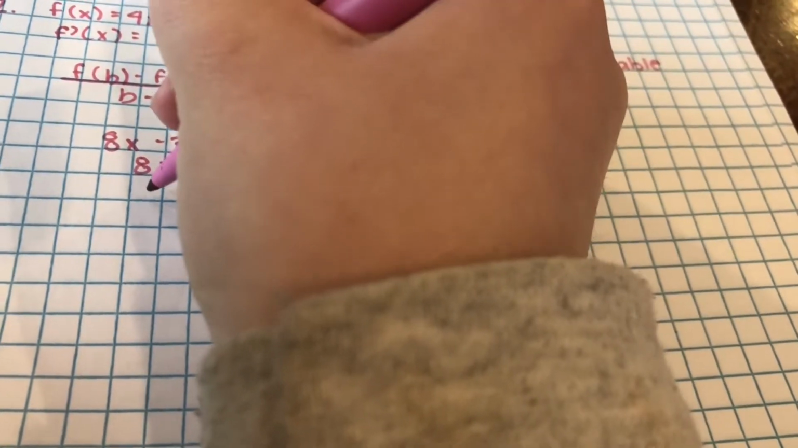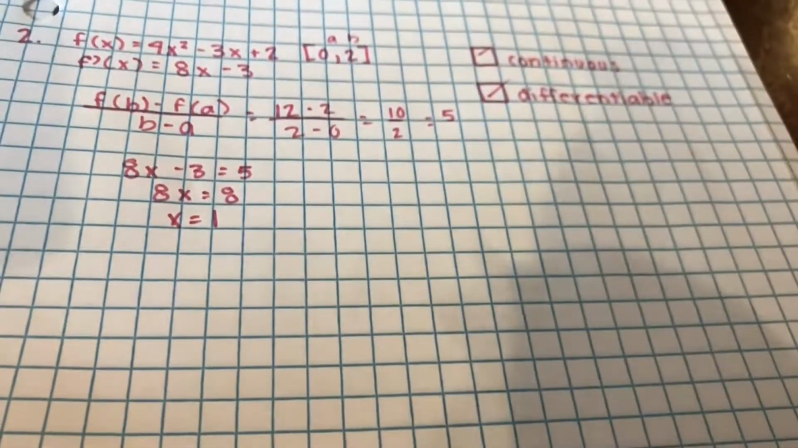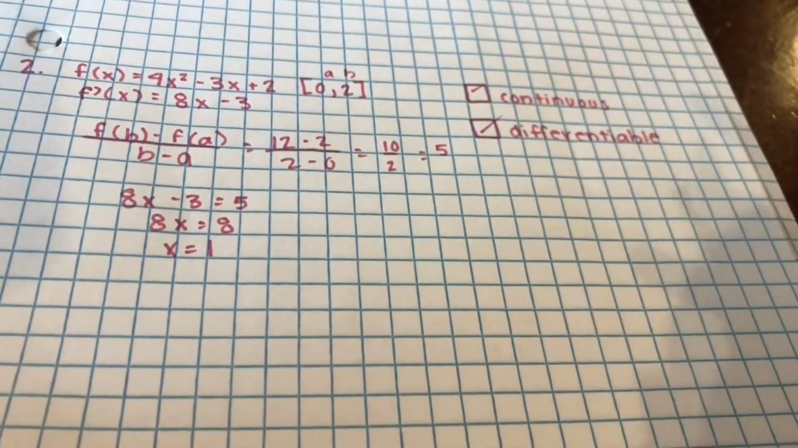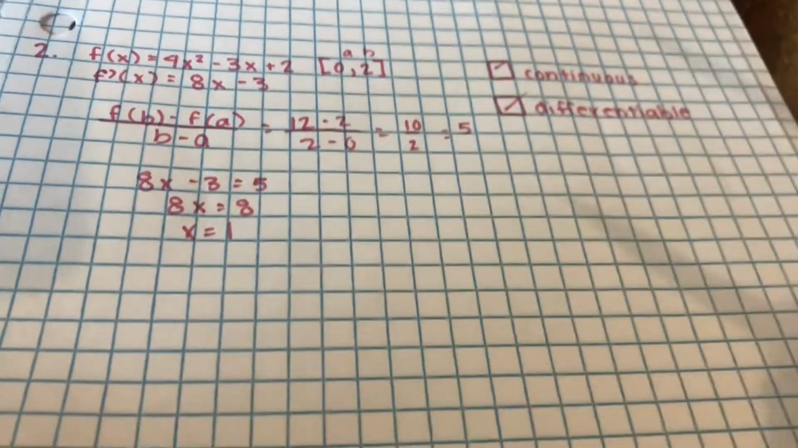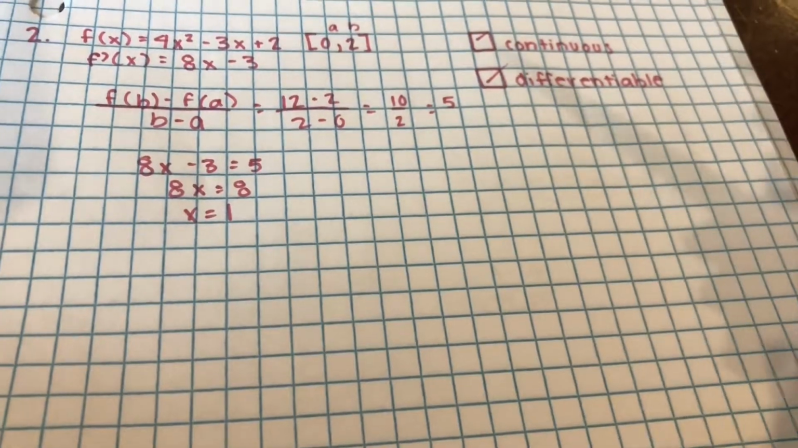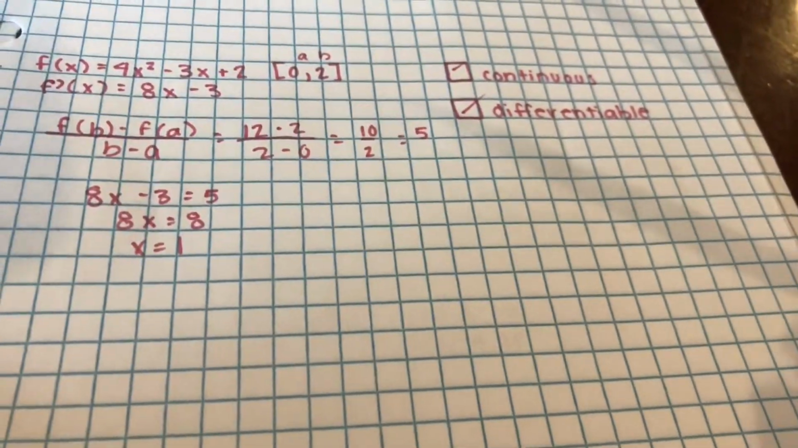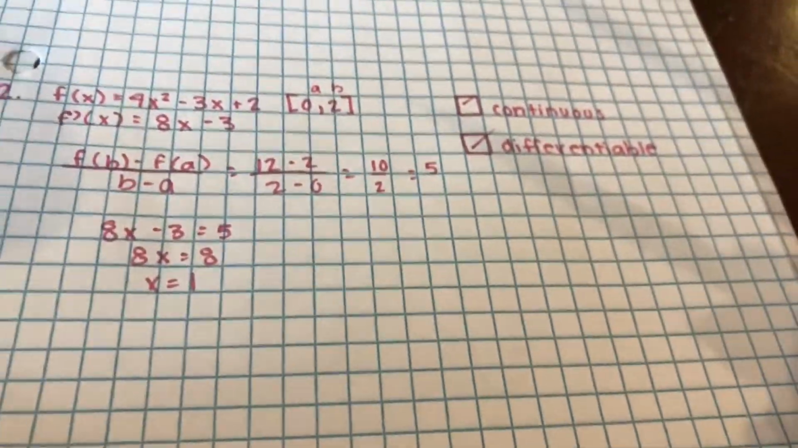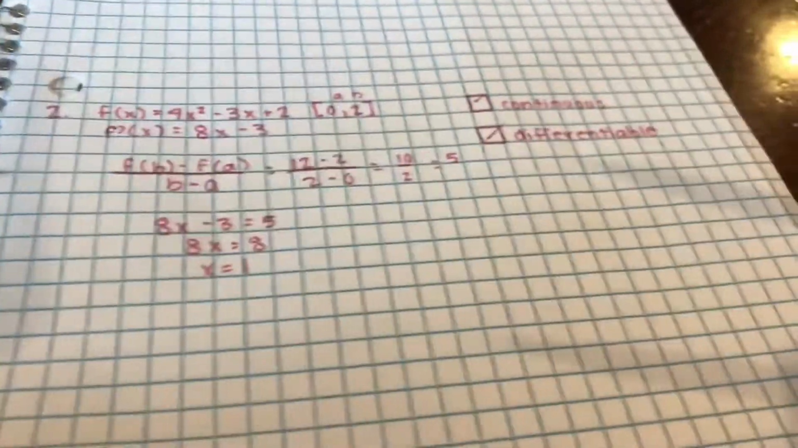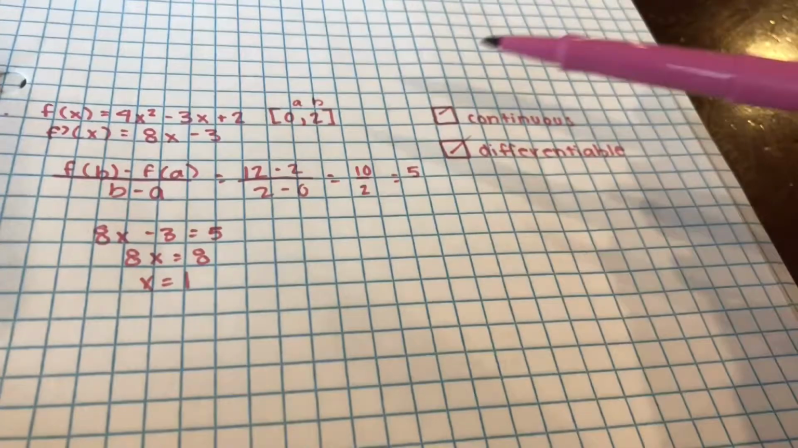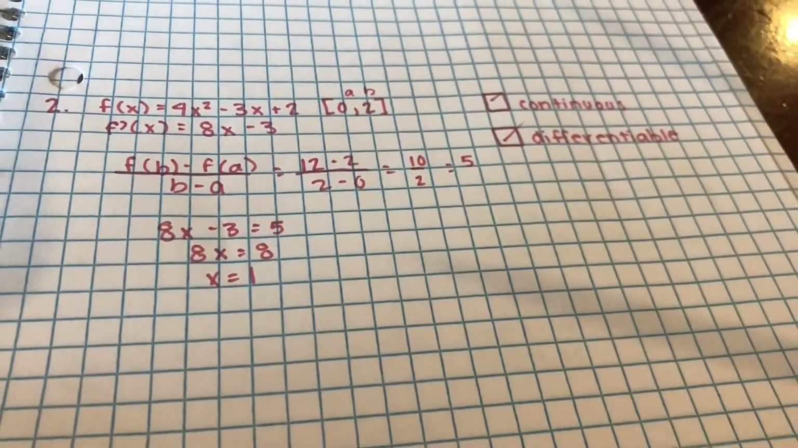We add the 3 to each side, so we have 8x equals 8, and then we get x equals 1. So x equals 1 satisfies the mean value theorem, and we know it does because it is the slope of the tangent set equal to the slope of the secant, and also because it's in our interval. If this value turned out not to be within our interval, then it would not satisfy the mean value theorem.